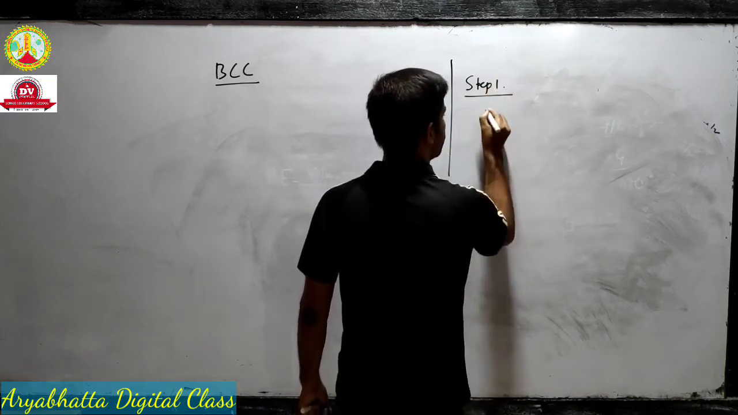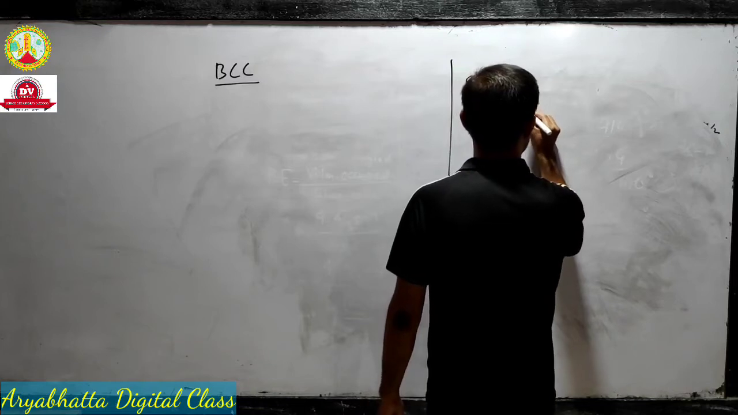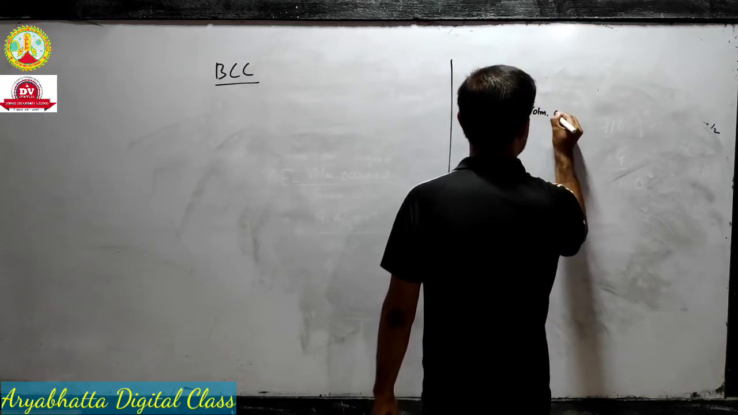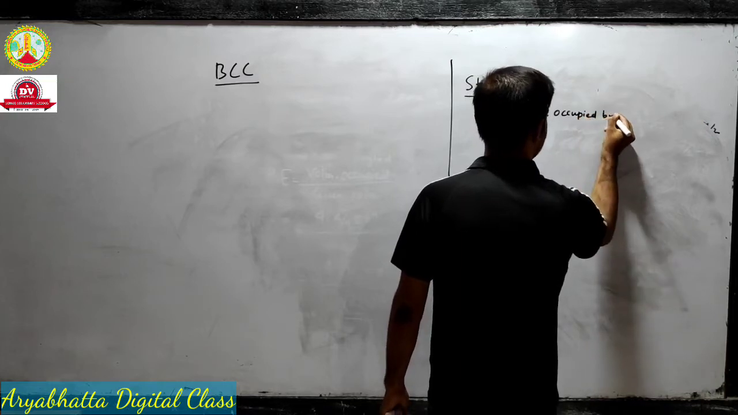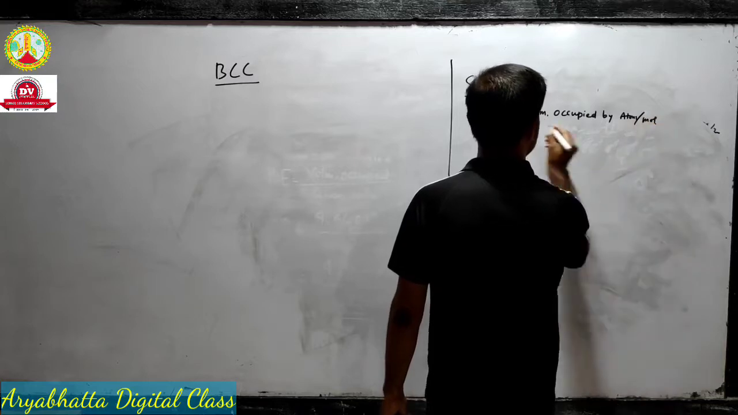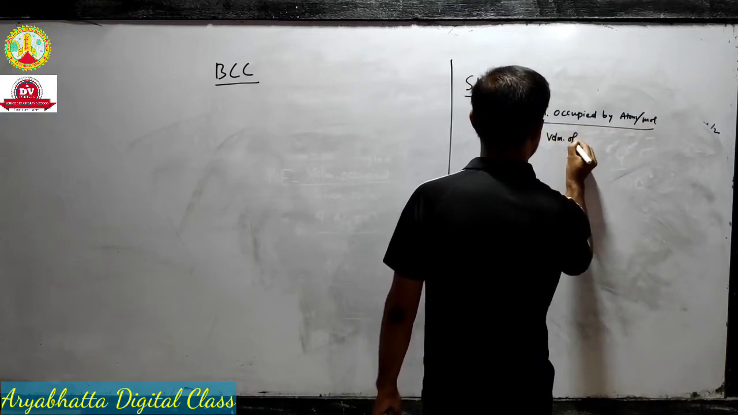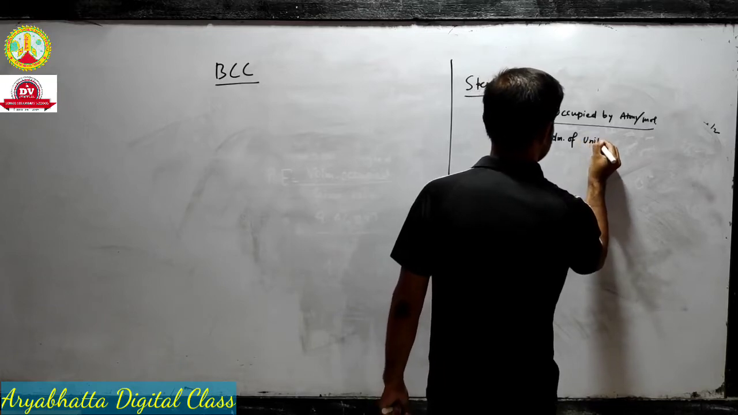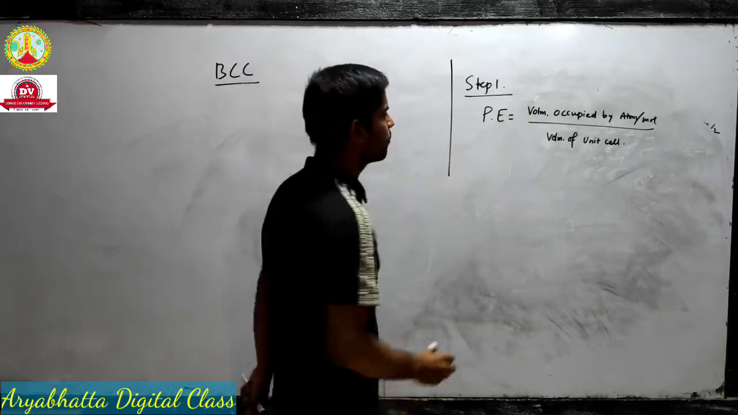Step 1, you will write the packing efficiency formula. And what was the formula? Volume occupied by atom or molecule divided by volume of unit cell. We know this formula. So this is step 1.